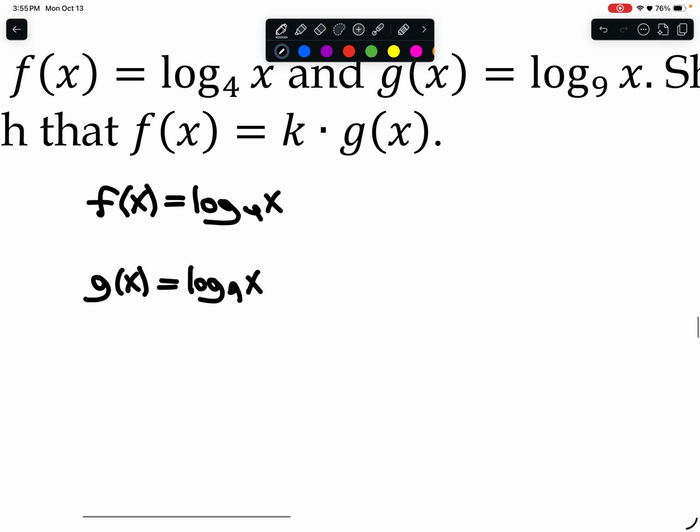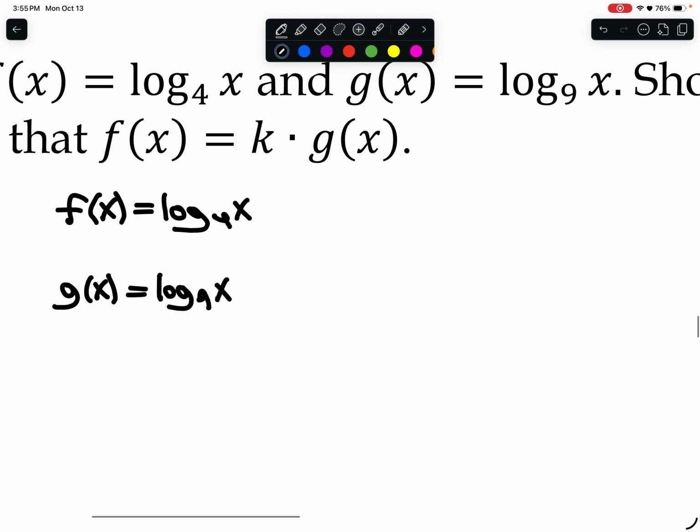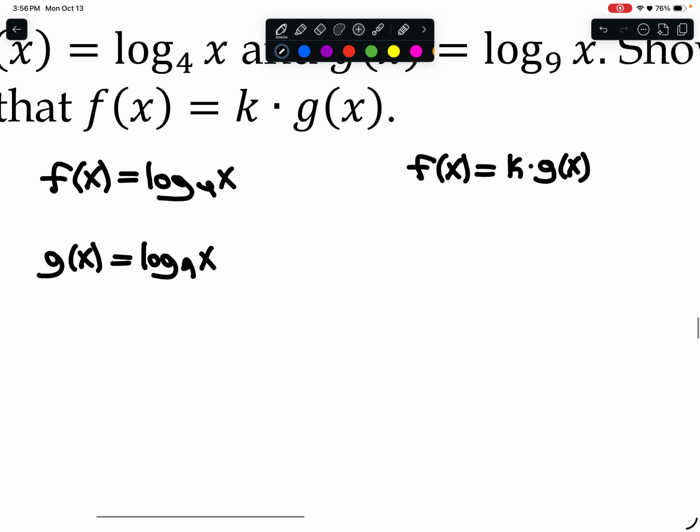So what I want, my general setup, we're looking at f of x is going to be equal to some value of k times g of x. So when I sub in my values, I know f of x is log base 4 of x, and that's going to be equal to k times g of x, which is log base 9 of x.